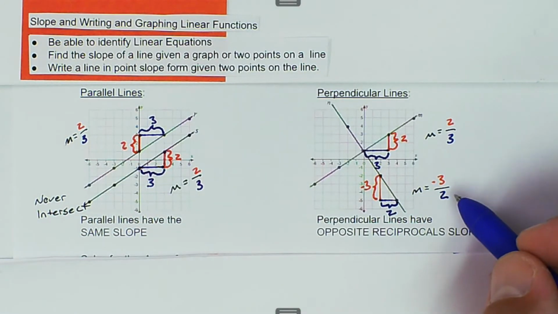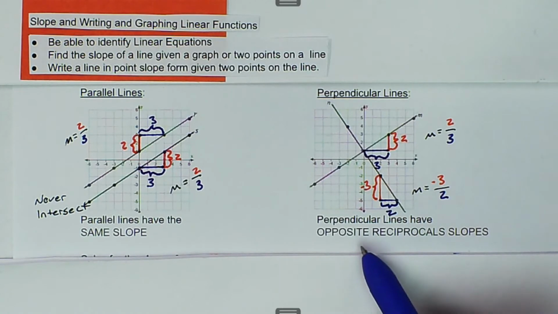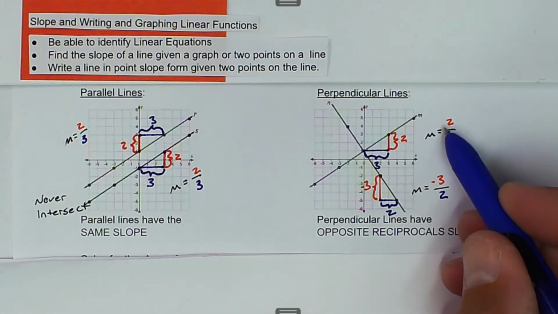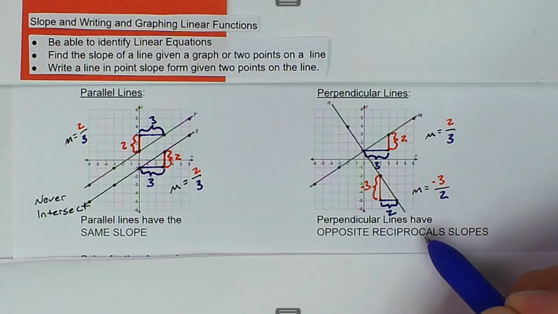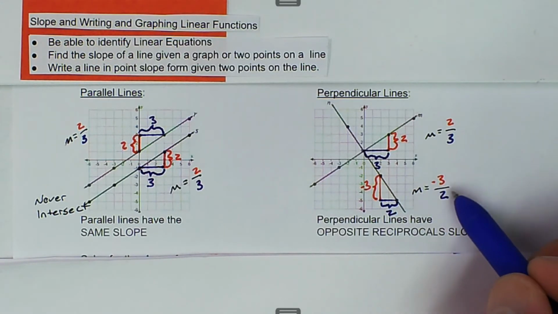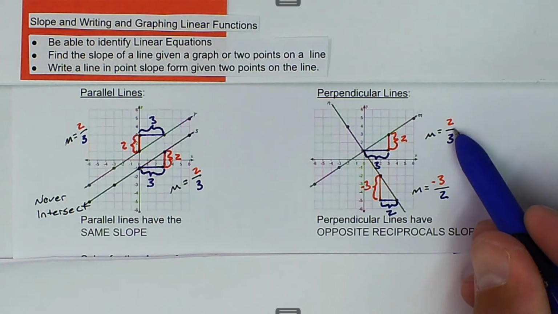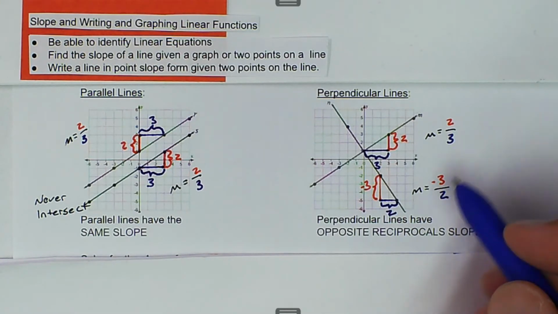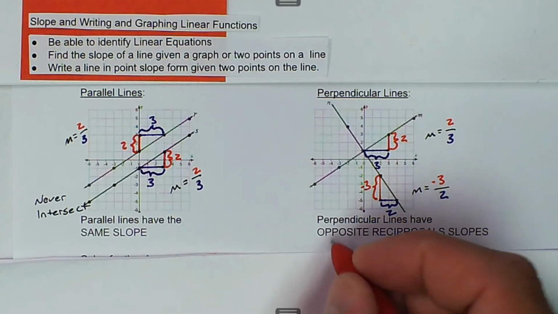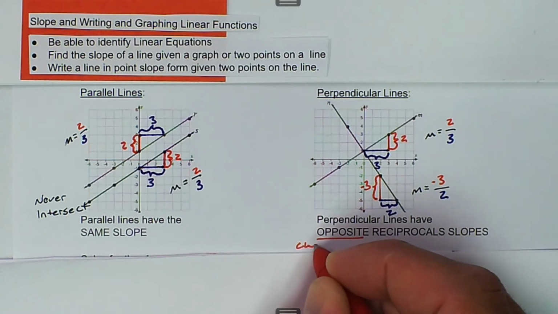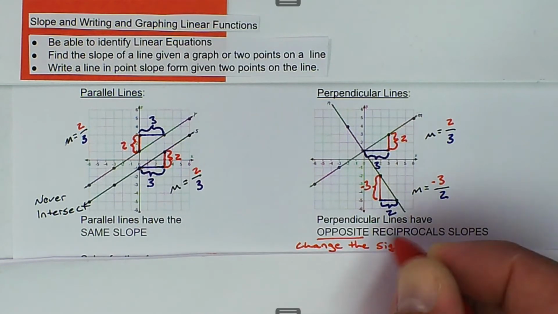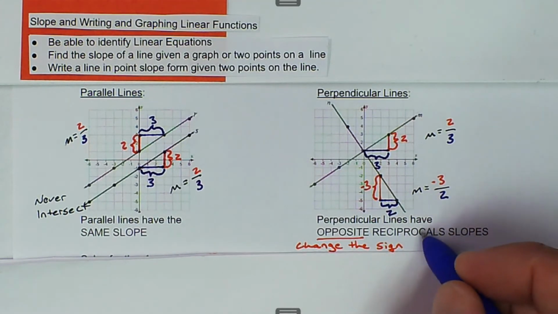So if we look at these two slopes for this one, these are opposite reciprocal slopes. So they're opposite because we have a positive and a negative. So that's for the opposite. And then reciprocals mean that we flip our fraction. So 2/3 becomes 3/2. So opposite means change the sign, and reciprocal means flip the fraction.